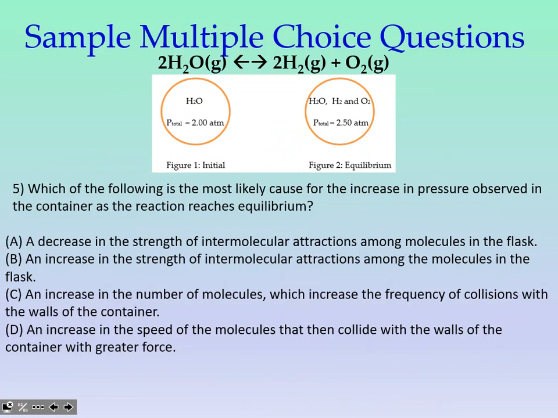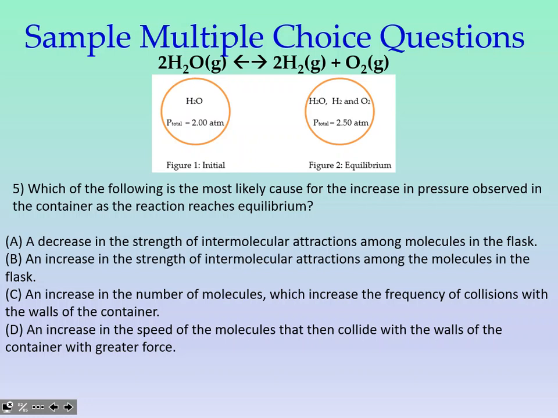Throwing in a different concept with the same scenario here. And yes, this one you might have to go back and reference and think about some of your gas law stuff, since we're talking about gases here. Which of the following is the most likely cause for the increase in pressure observed in the container as the reaction reaches equilibrium? Well, let's look at A. Let's just start going through them. A, a decrease in strength of intermolecular attractions among molecules in the flask. B, an increase in the strength of intermolecular attractions among the molecules in the flask. Both of those have to do with intermolecular attractions.